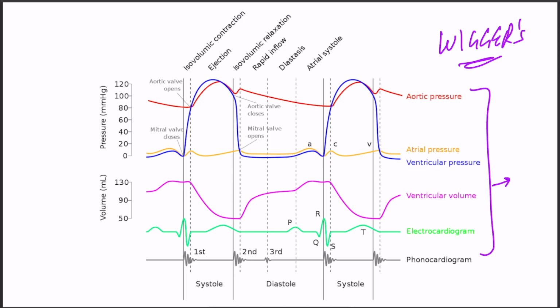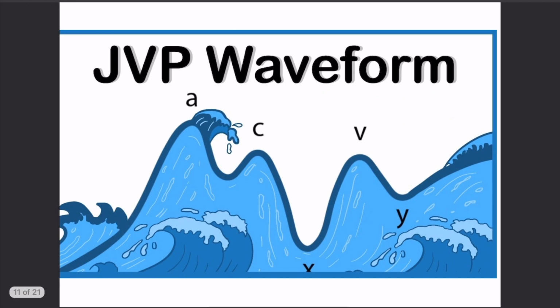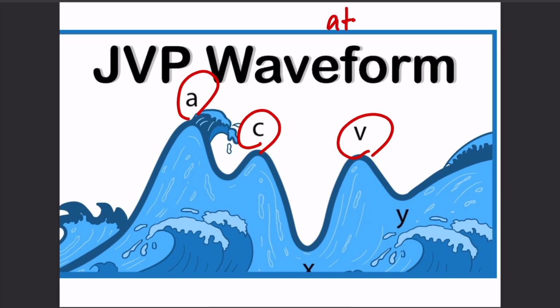Just learn it once. So JVP waveform, I'm not going to explain fully. What is A, what is C, what is V in a JVP waveform? That is what is importantly asked. The main confusing point is atrial contraction. There will be an option called atrial contraction, and there is one option called ventricular contraction. Here we will see there is A here, C here, V in this option. So which should I mark? You will get very confused.